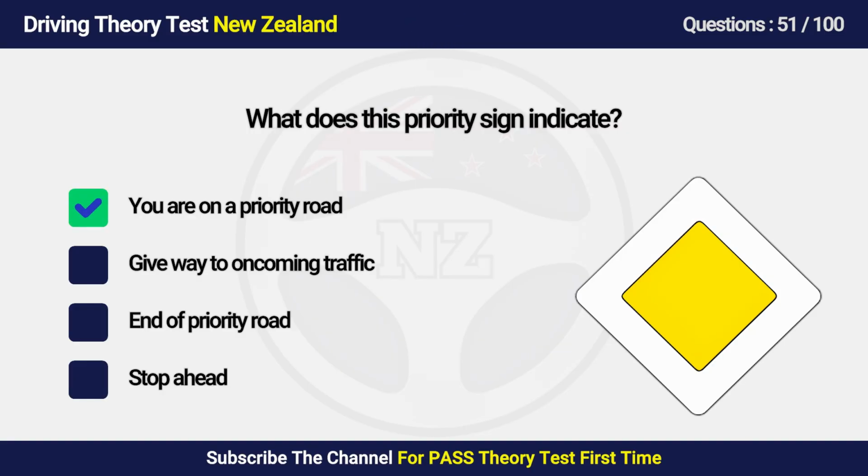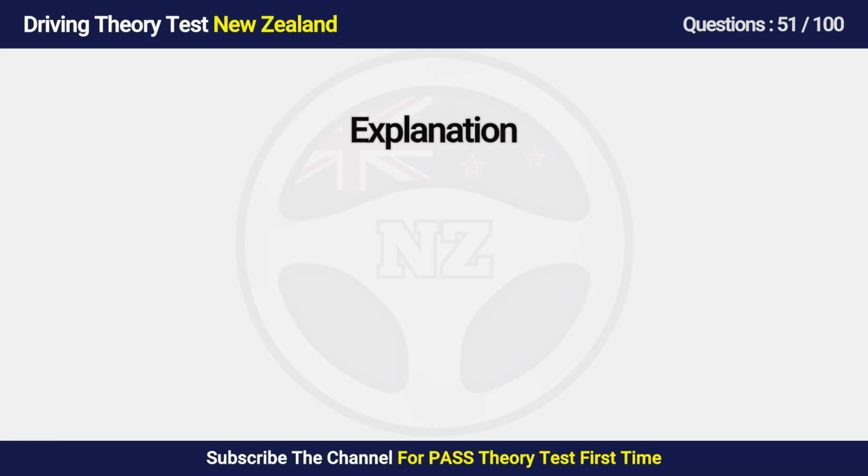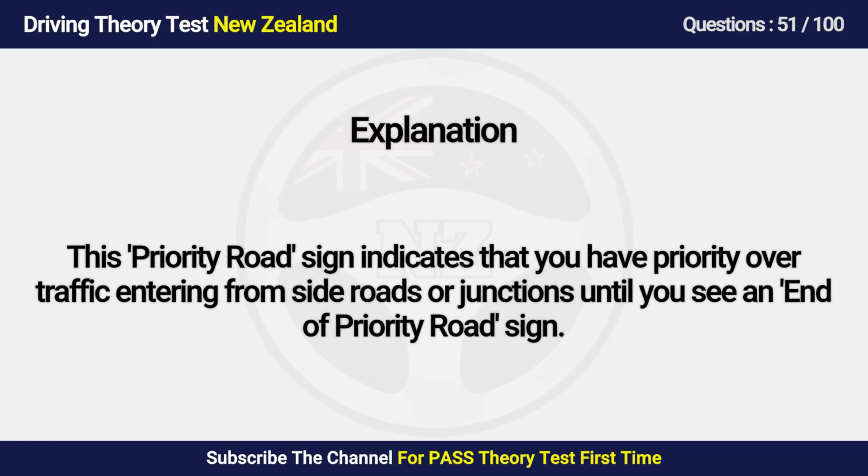Answer is A. You are on a priority road. This priority road sign indicates that you have priority over traffic entering from side roads or junctions until you see an end of priority road sign.